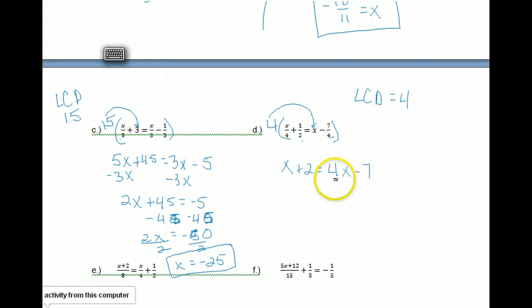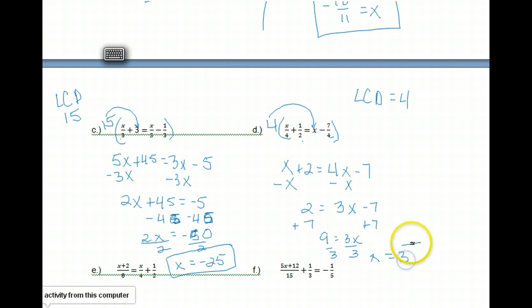We need to get our variables on the same side, so we will subtract x. 2 equals 3x minus 7. We will add 7 to both sides. 9 equals 3x. Divide both sides by 3. X equals positive 3.